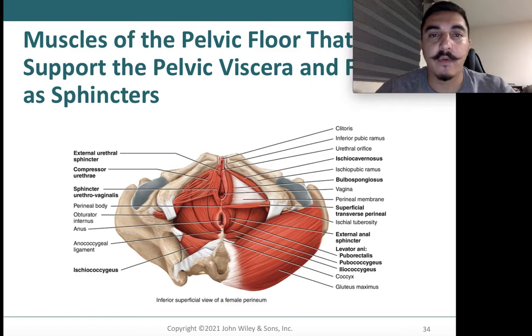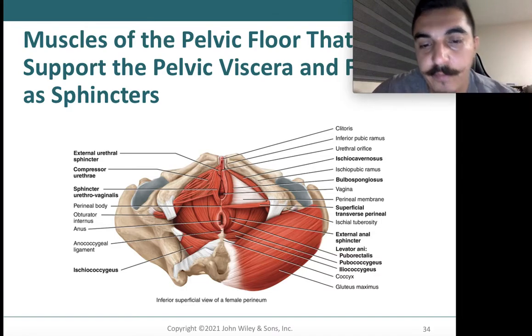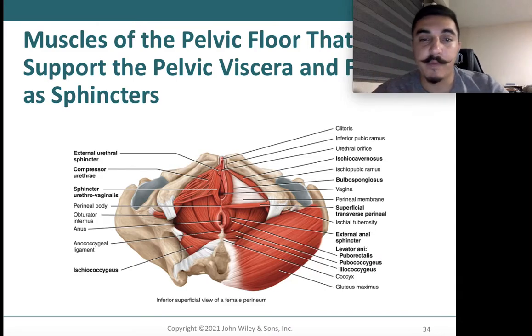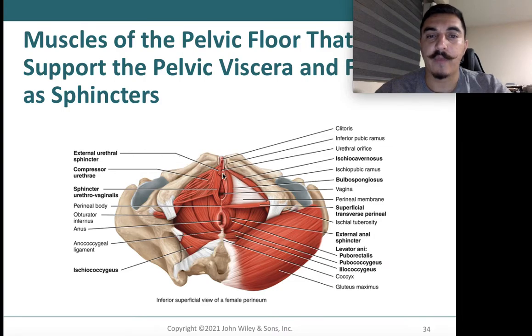So we've got muscles of the pelvic floor. That's going to help us also with the sphincters and the viscera. So here's an inferior superficial view of a female. As you can see in the middle, so you can get a context of this, here's the vagina, here's the anus. We have the external urethral sphincter, the compressor urethrae, which helps us compress. Sphincter urethrovaginalis, so near our vagina.